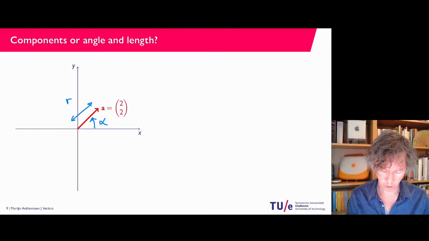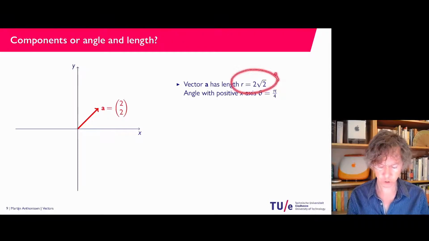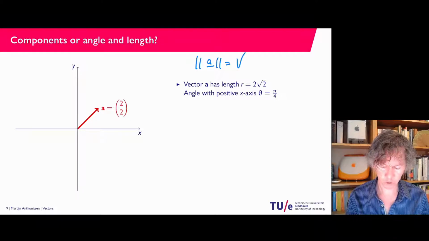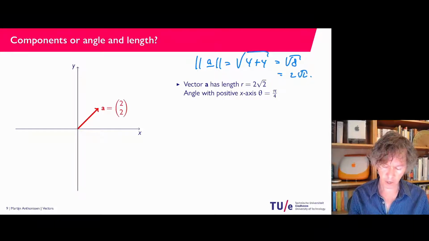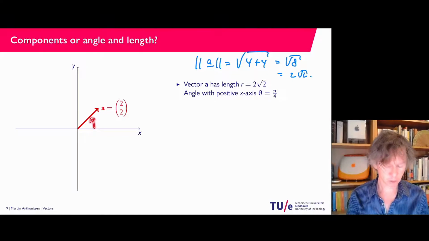So for this particular vector, you see that it has length 2 square root of 2. That's just the length of a. The length of a is the square root of 2 squared, which is 4, plus 2 squared, which is 4. That is square root of 8. 8 is 2 times 4. So that becomes 2 square root of 2. And the angle, we often call that theta, the Greek letter theta. And here you see that this angle for this particular vector is pi over 4.